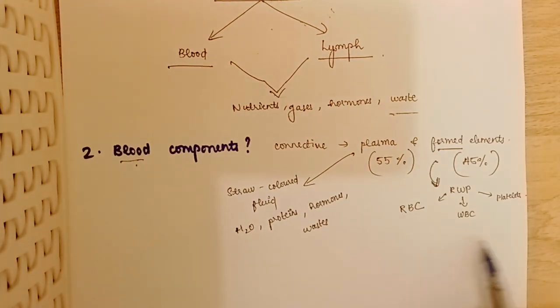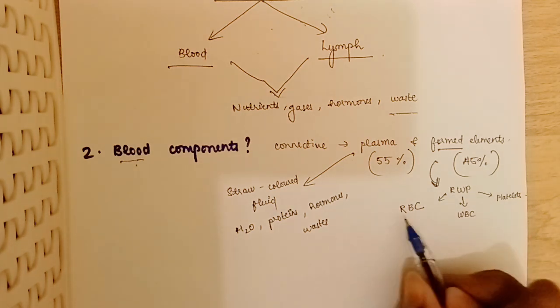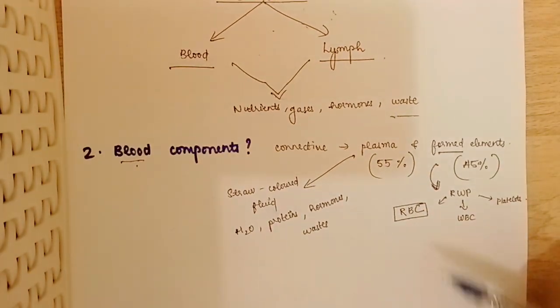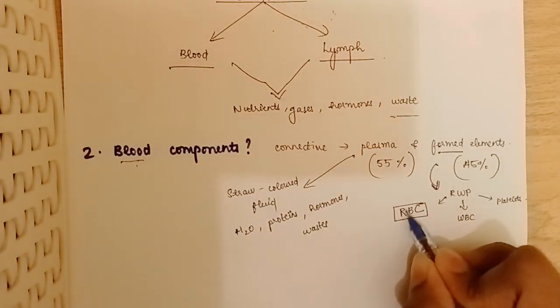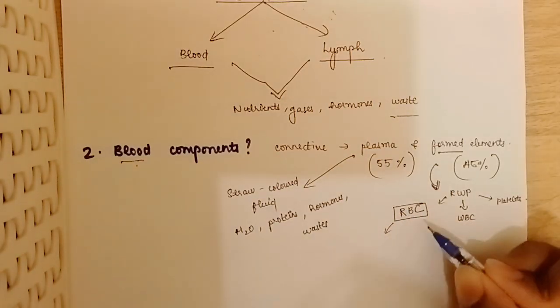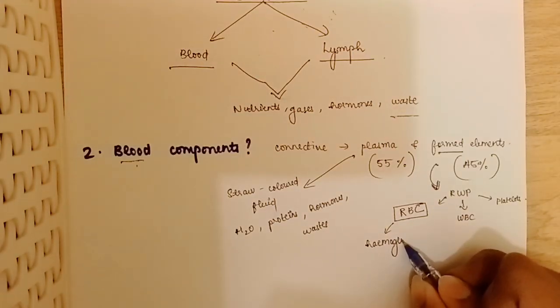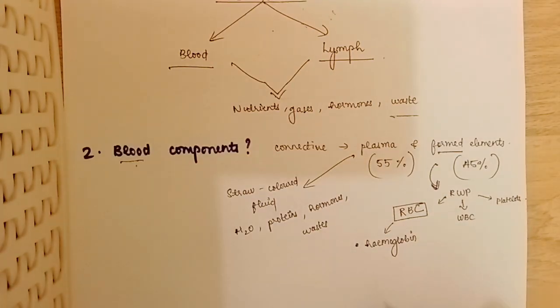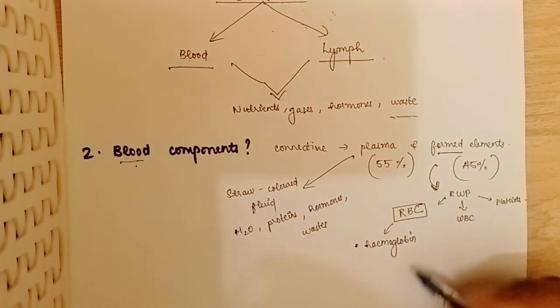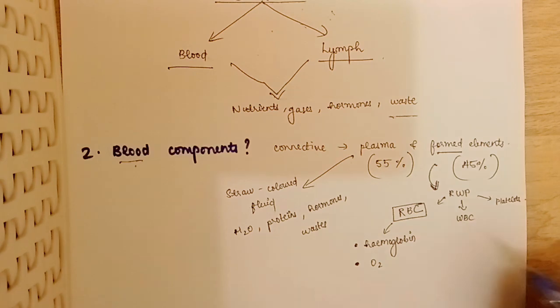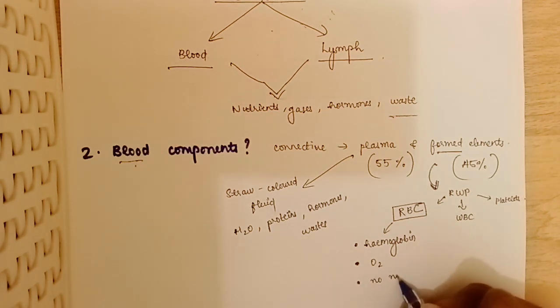Now, we have learned in the lower classes what RBC, WBC and platelets are. RBC is called the red blood cells. So from the name, you need to get what is its function. Red blood cells get their red color from hemoglobin. Hemoglobin. So make sure you don't forget the spelling, hemoglobin. So red blood cells contain hemoglobin, and hemoglobin helps in the transport of oxygen. And red blood cells have no nucleus. This is what you need to study about the red blood cells.